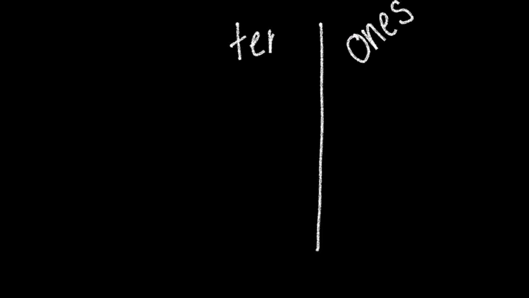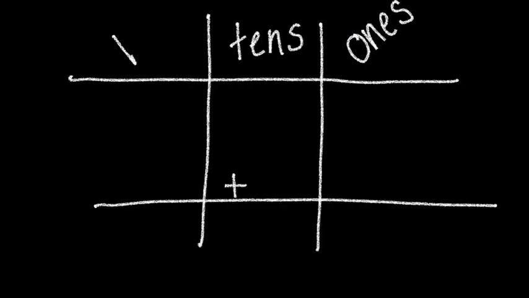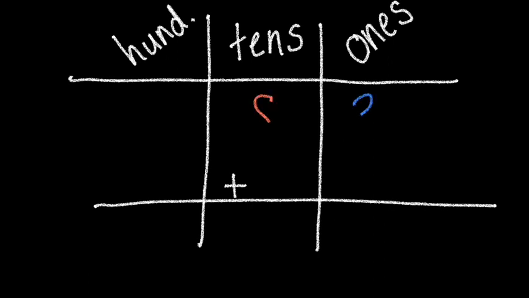Today I'm going to show you how to add with regrouping on a place value chart. You can see here I'm setting up my place value chart. Now I'm going to add 8 10s and 3 1s, or 83, plus 7 10s and 8 1s, or 78.